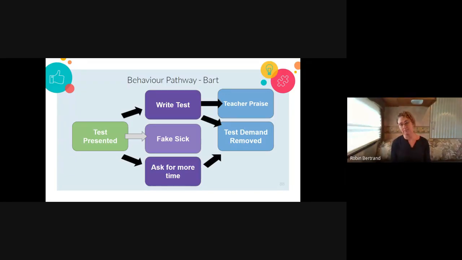However, if it does show up, extinction strategies would still be continued. So if Bart started pretending to be sick when more time was denied or when modified work was presented, the test would not be removed until the modified amount was complete.